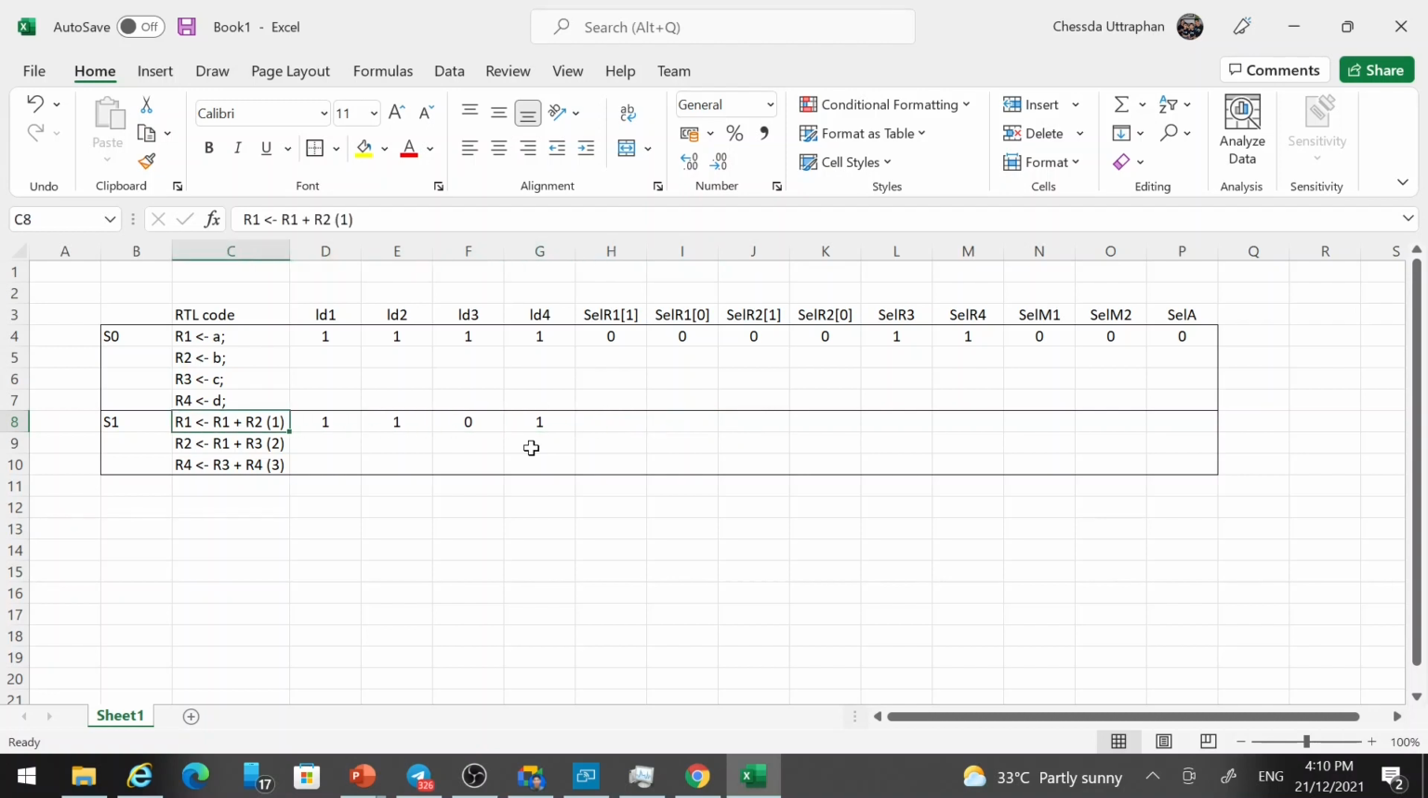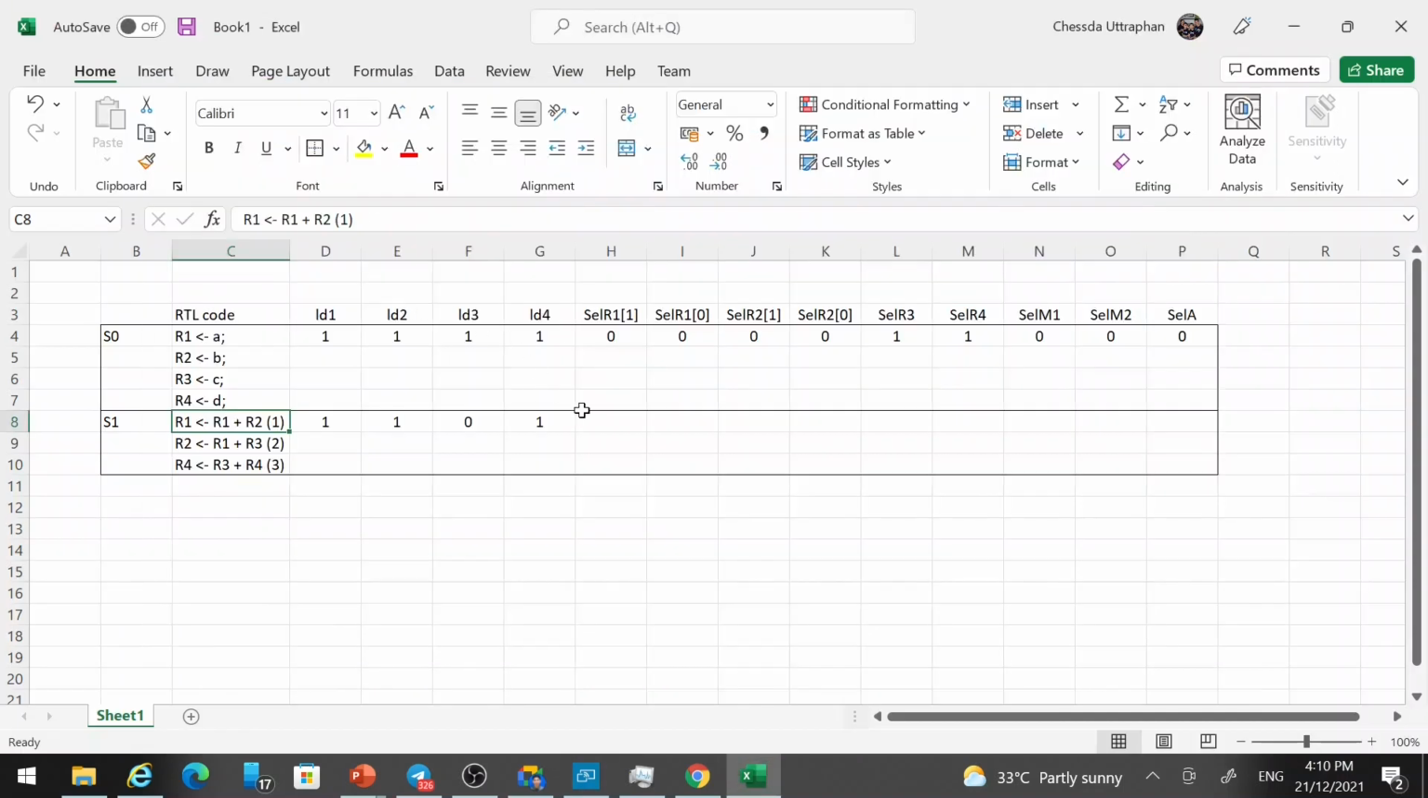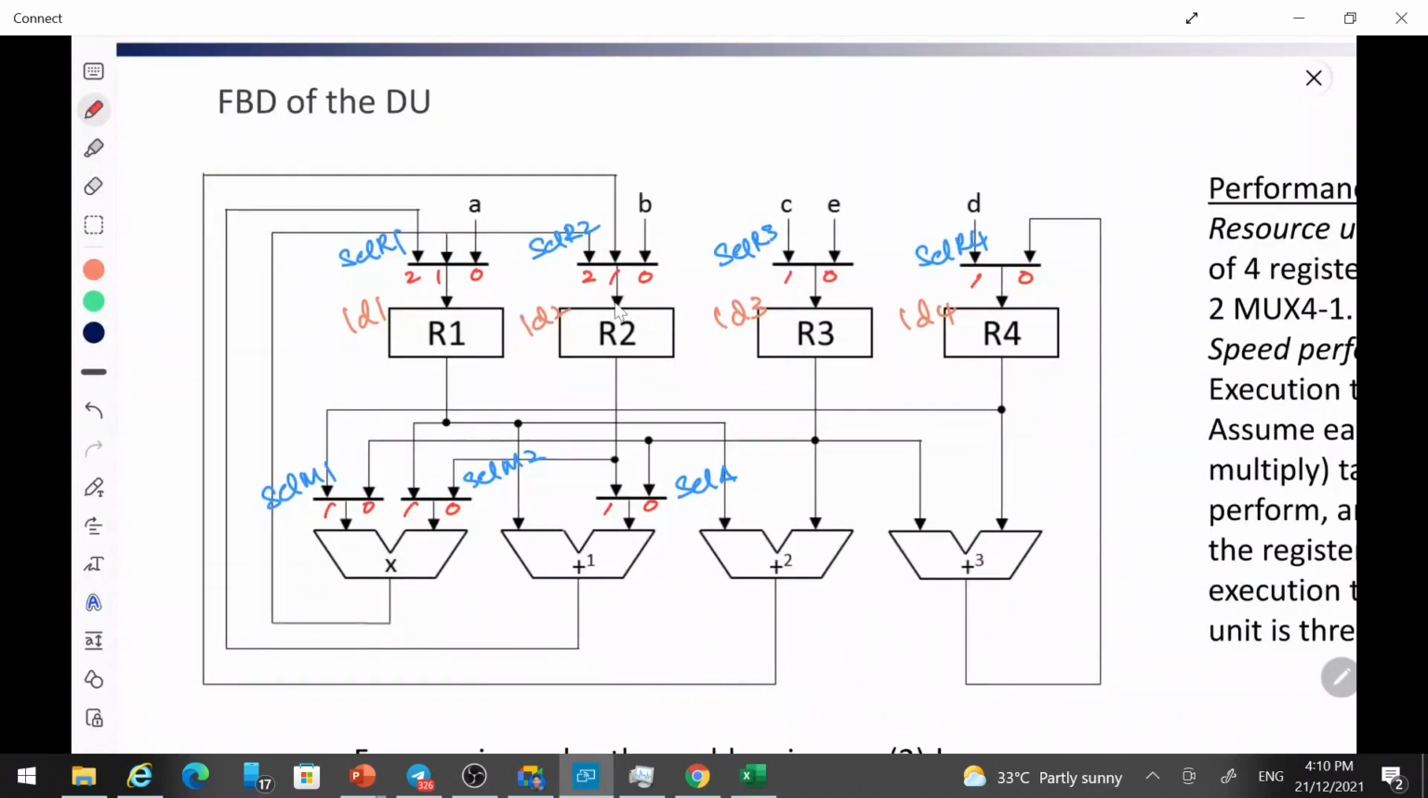Because the data is from the adder, we need to go to here and look at the data that is from the adder. It is this one. So it must be number 2, or 1 0, for this. So this is 1, this is 0, right? What about this? R2.